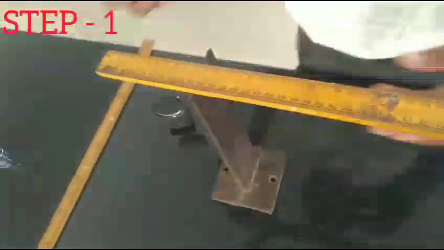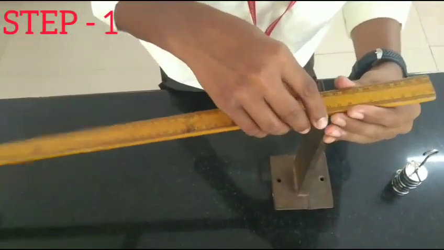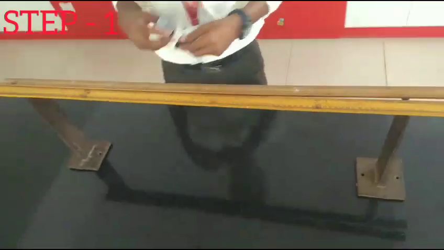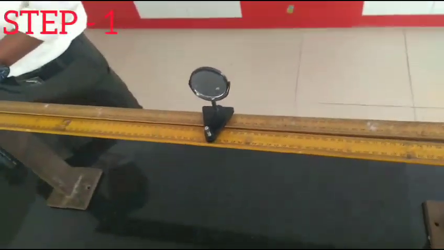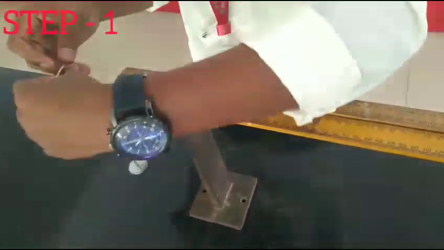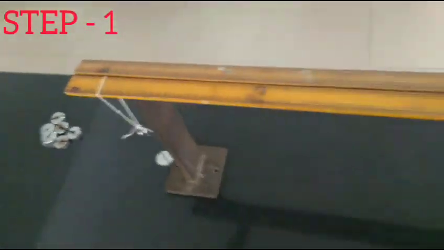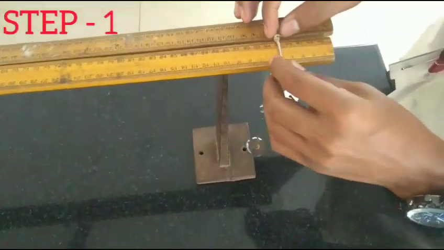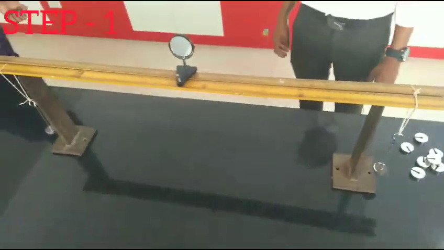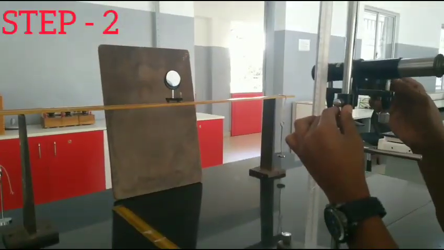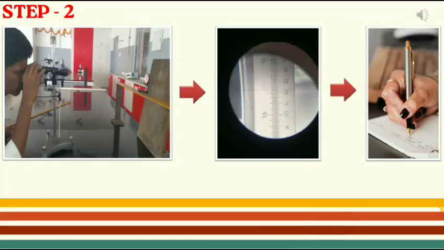The procedure begins with placing the beam on two knife edges, and another beam is also placed on the knife edges to support the optic lever, which is placed at the center of the beam. Then, using threads, hang two weight hangers on both ends of the beam at equal distance from the nearby knife edges. After it, focus the image of the scale in the optic lever by adjusting the telescope.